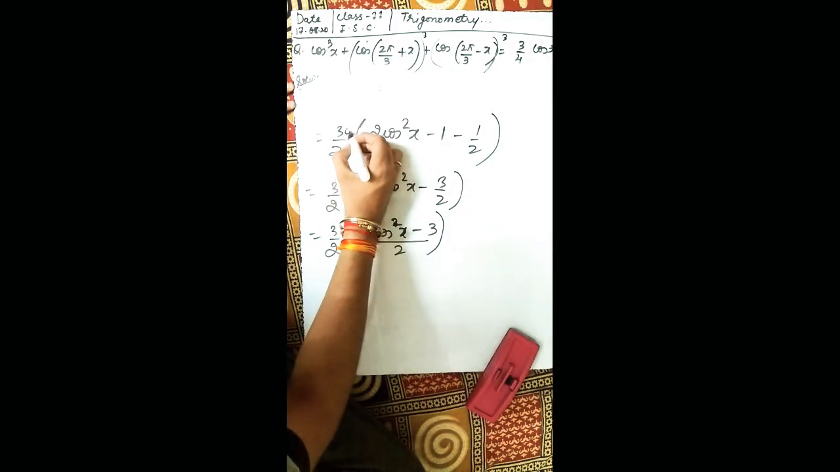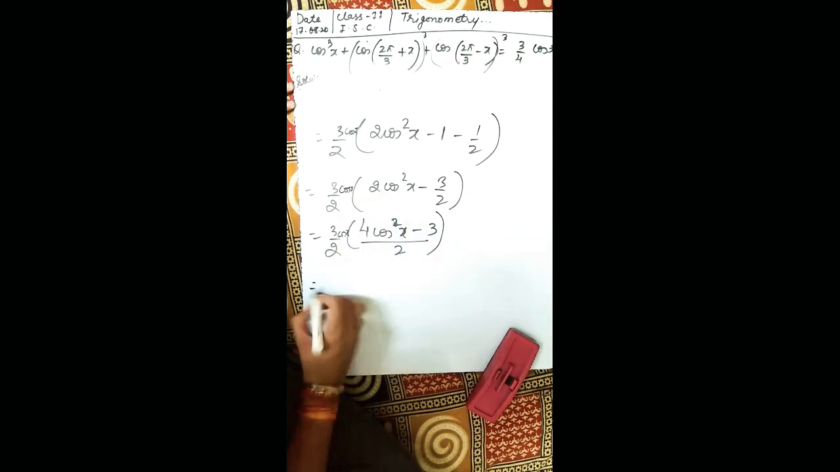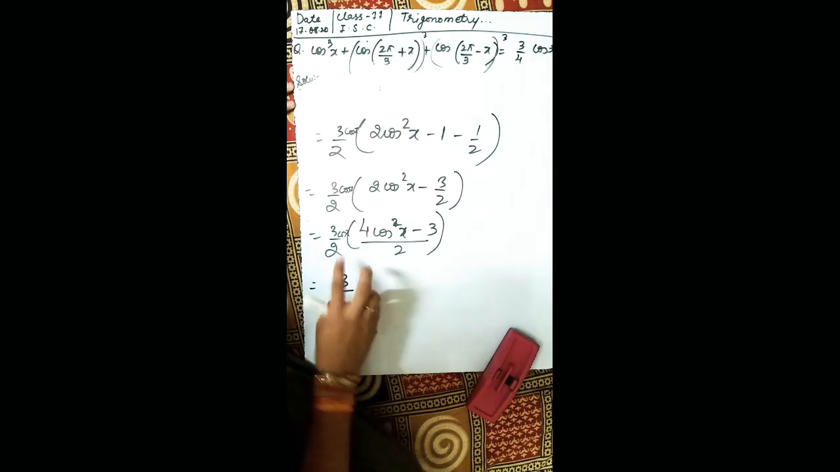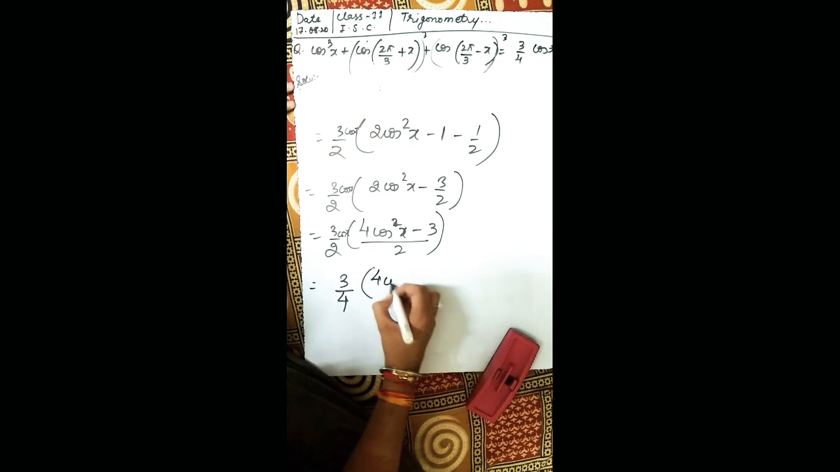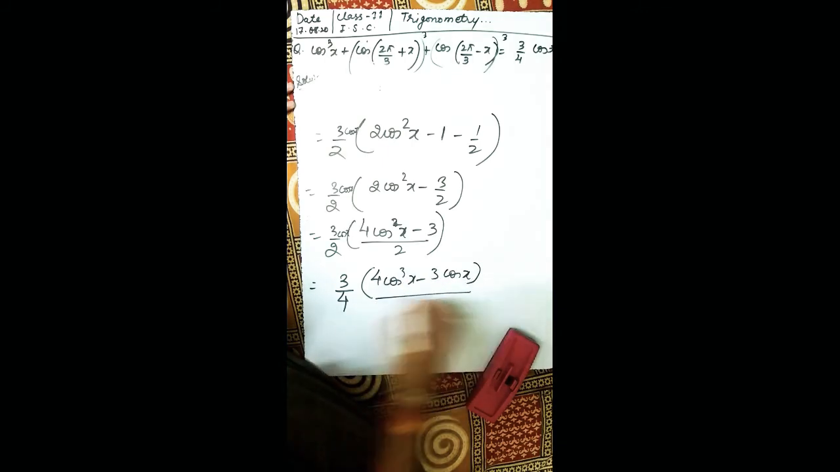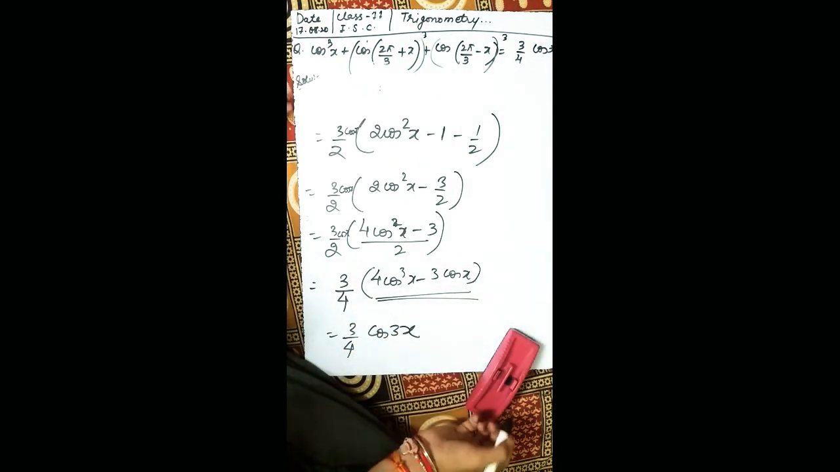Wait, the cos x is going on, that cos x I have written. Now multiply this cos x inside. So 3, this 2 and this 2 will give you 4. Now multiply this cos inside. So 4 cos cube x minus 3 cos x. Now by the identity you already know this is nothing but cos 3x. So like this, 3 by 4 cos 3x.